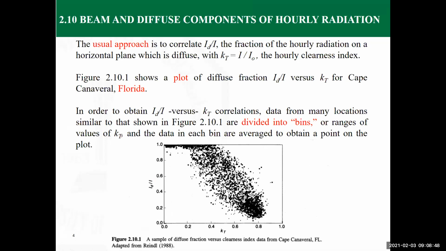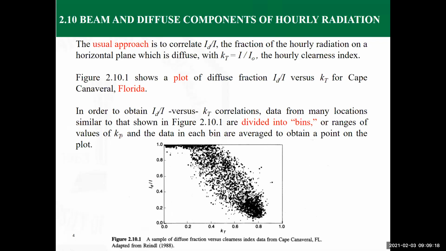So we're still looking at beam and diffuse components of hourly radiation, and there's a useful approach to calculate the ratio between I diffuse over the total I, this fraction of the hourly radiation on a horizontal plate, the diffuse component, where the value of KT is I over I0, the hourly clearness index. So we have the value of KT, and we need to calculate the diffuse component of the radiation.